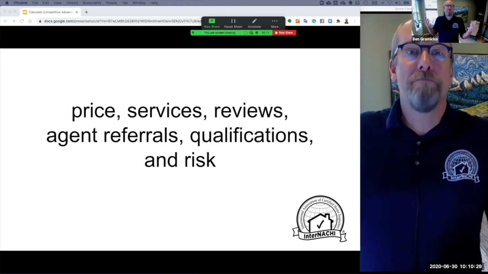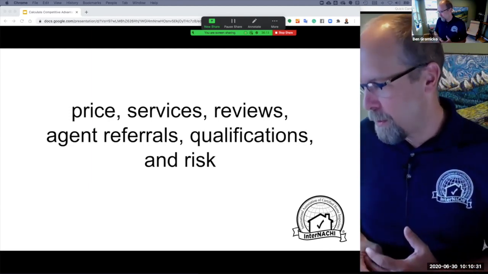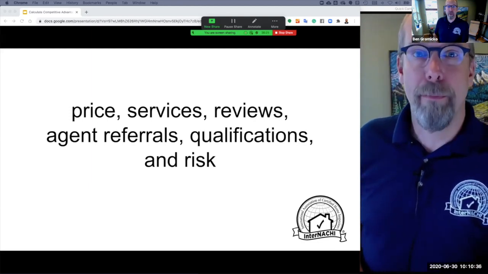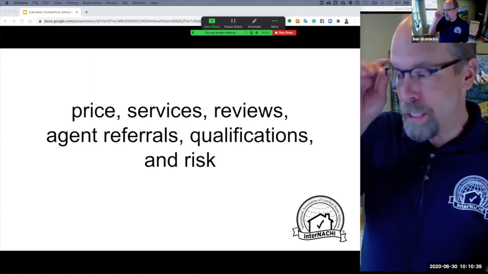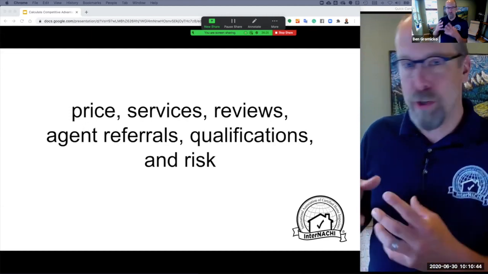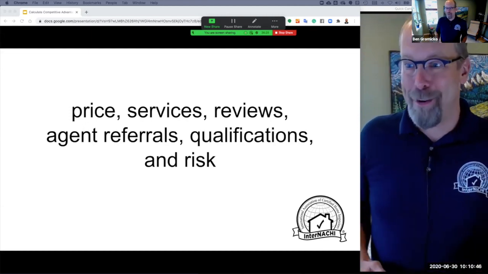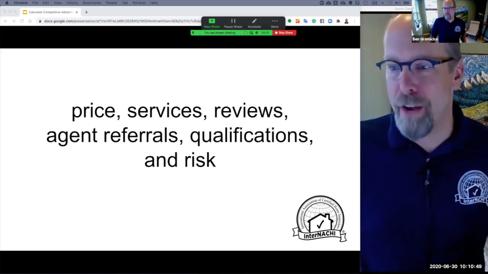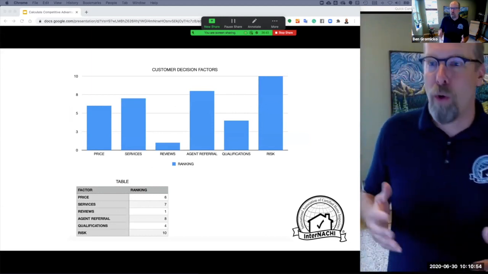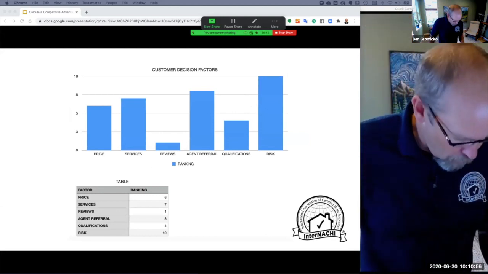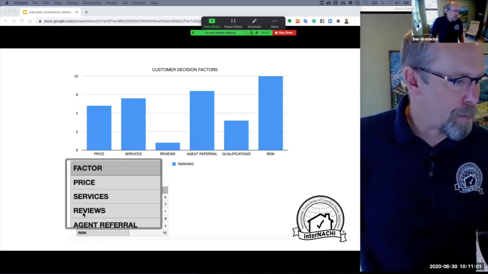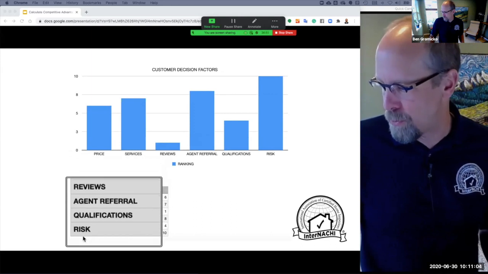There could be others. Those are certainly some of the minimal things that people consider. So let's rank each factor, based upon the customer's perspective, from 1 to 10. The following graph illustrates the ranking. Let's assume in this example the qualifications of the inspector are poor. So we've got these factors over here: price, services, reviews, agent referral, qualifications, and risk.